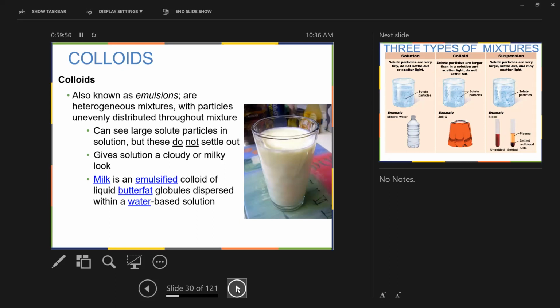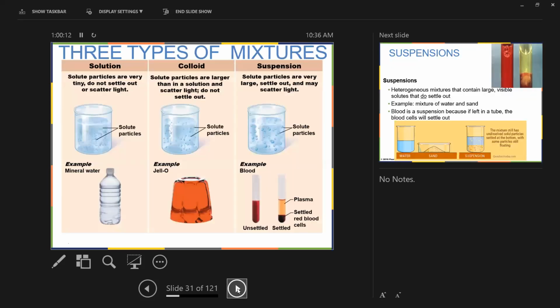We see this with Jell-O. Even though Jell-O is semi-transparent, it suspends particles in there, so it's not completely transparent. Jell-O is like that. Puddings are like that. Fat is like that. So that's a colloid. Now, if we look at the third category here, this gives you an example of solutions and colloids and suspensions.